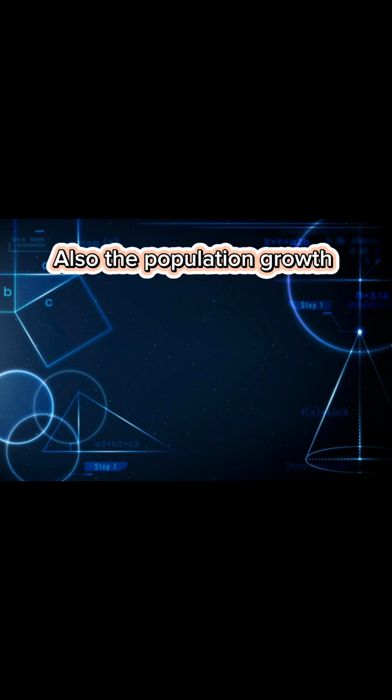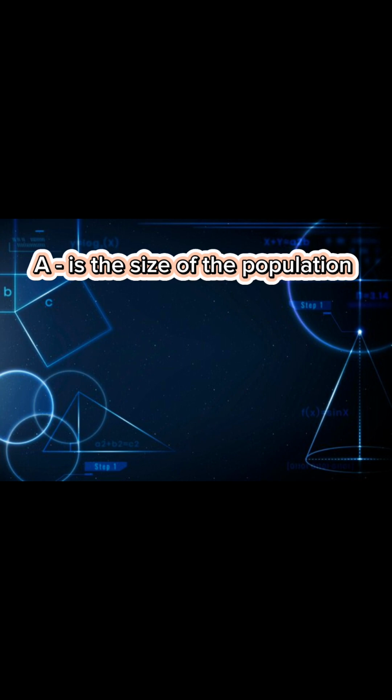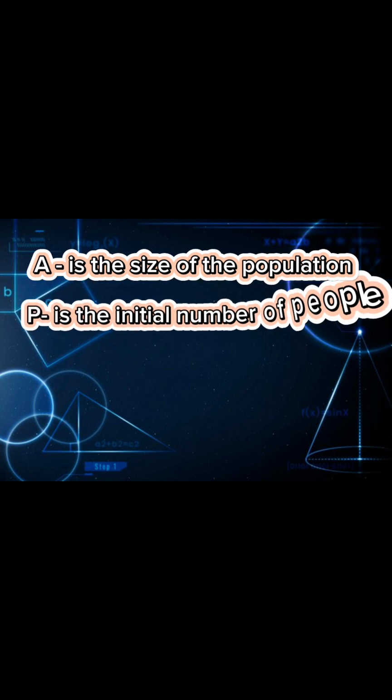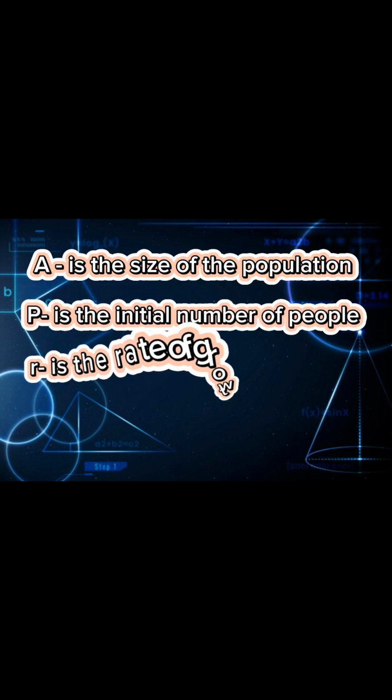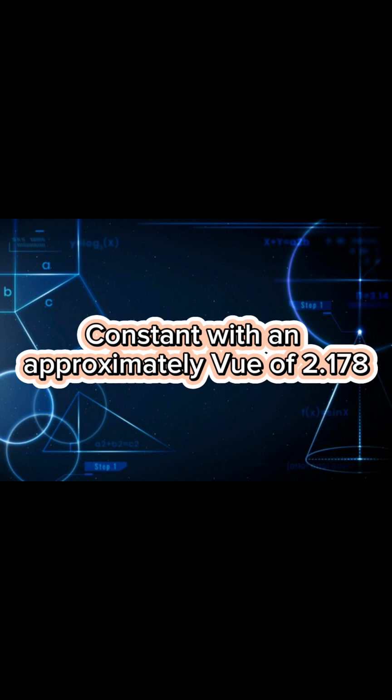Also, population growth. Mathematics is used to model population growth with the formula A = P e^(rt). A is the size of the population. P is the initial number of people. r is the rate of growth. t is time. e is the Euler constant with an approximate value of 2.718.